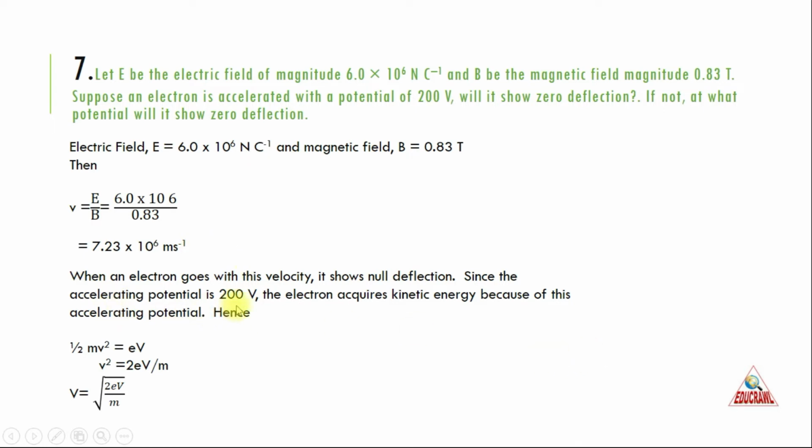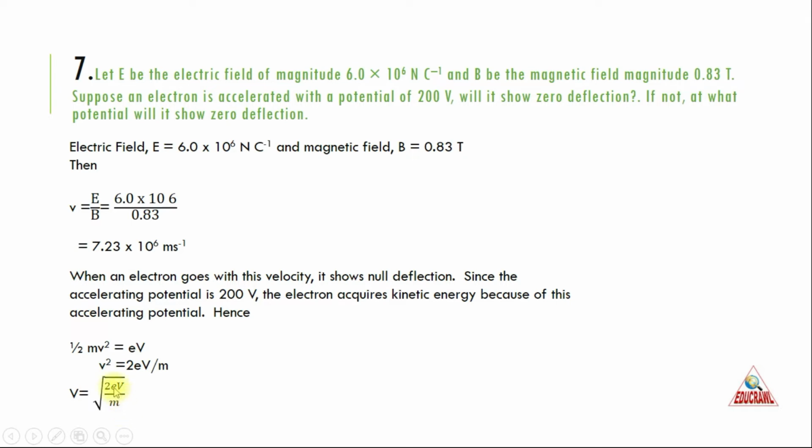Since the accelerating potential is given as 200 volt, the electron acquires kinetic energy when it is accelerated. Because of this accelerating potential, its kinetic energy will increase. Hence, the kinetic energy you can equate to the potential 200 volt as half mv squared is equal to eV, where this V is the potential. From this equation, you can find the expression for the velocity, which is v squared is equal to 2eV divided by m. So, v will be equal to square root of 2eV divided by m.